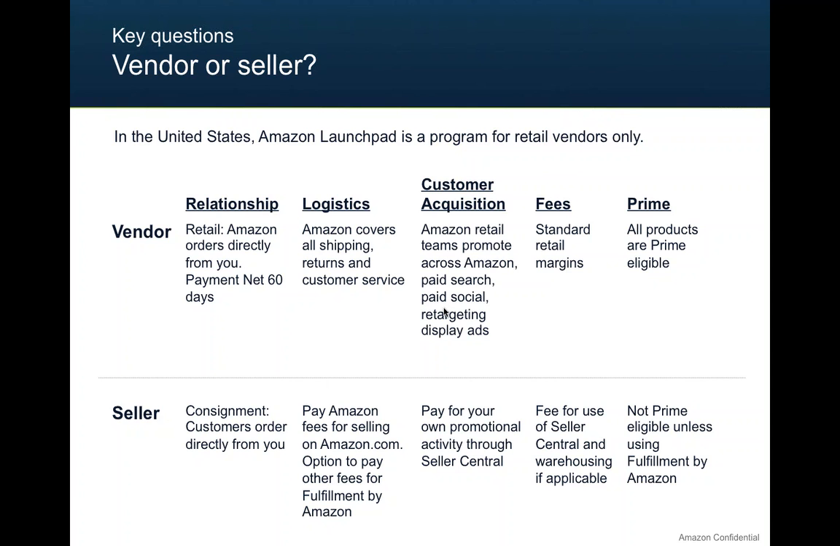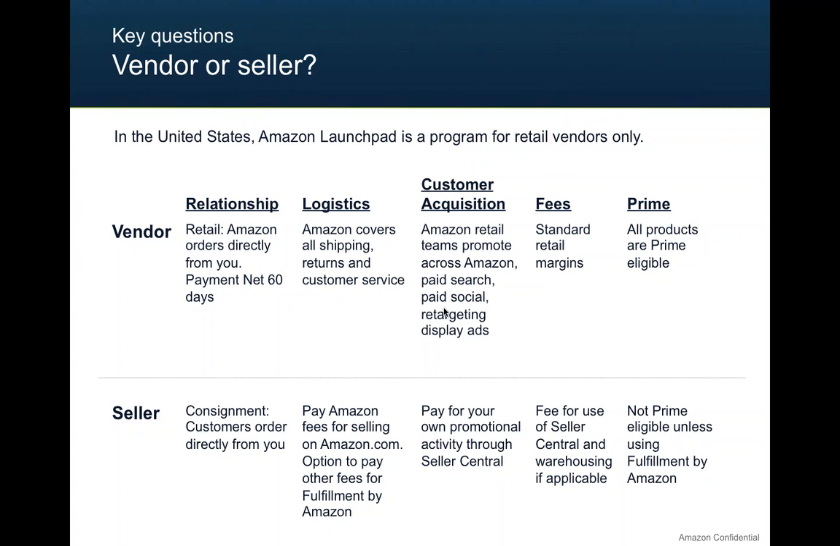And in terms of logistics and how the product gets from you, the company, to the actual end user, you can ship it yourself, do your own shipping and set up your own warehousing. Amazon also has a service called Fulfillment by Amazon, or FBA, and you're able to use that. You're able to pay fees in order for Amazon to ship that product on your behalf. If you do that, your products may become Prime eligible if you're using FBA. In terms of customer acquisition, you're required to pay for all your own promotional activity, and there are some fees involved with doing that. And then in terms of other fees, there are fees for Seller Central and warehousing where applicable.